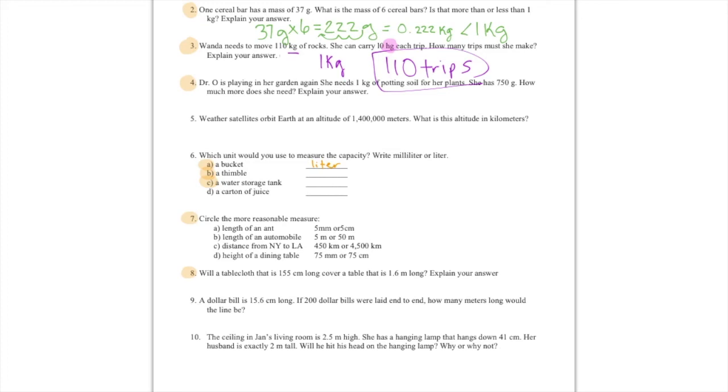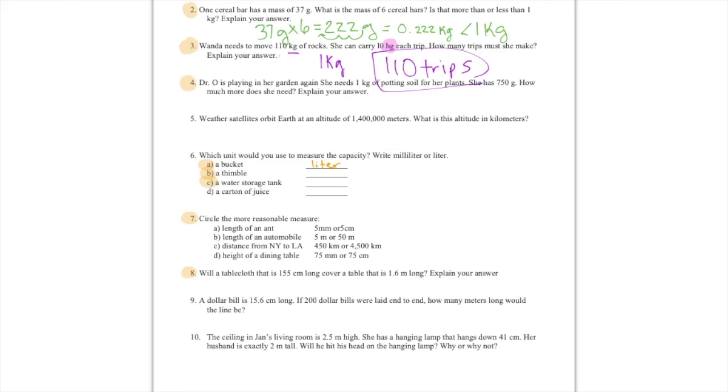What is the mass of 6 cereal bars? And is that answer more or less than 1 kilogram? So what you do is you take 37 grams and multiply it by 6 because you have 6 cereal bars. That will give you 222 grams.